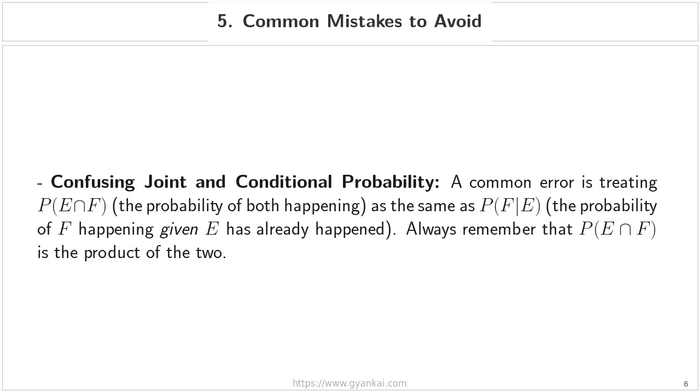First, be careful not to confuse joint probability with conditional probability. This is a very frequent error. You might see the notation P of E intersection F, which represents the probability of both events happening together, and mistakenly treat it as the same thing as P of F given E, which is just the probability of F happening assuming E has already occurred. Always remind yourself that the joint probability is the product of the individual event and the conditional event. It is not just the conditional part itself.